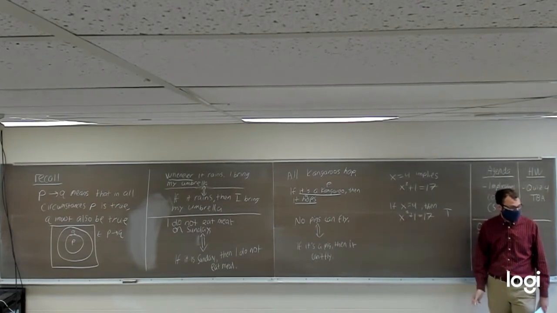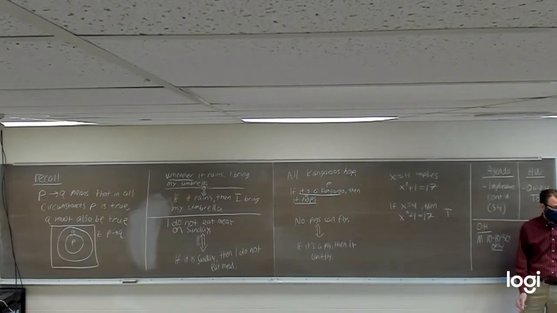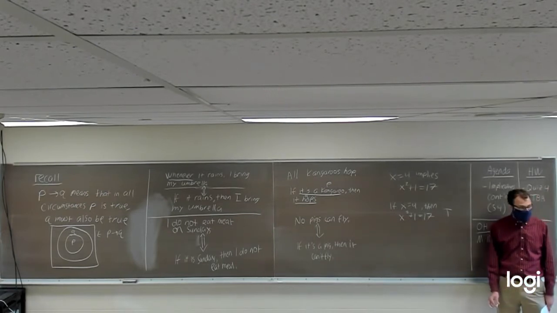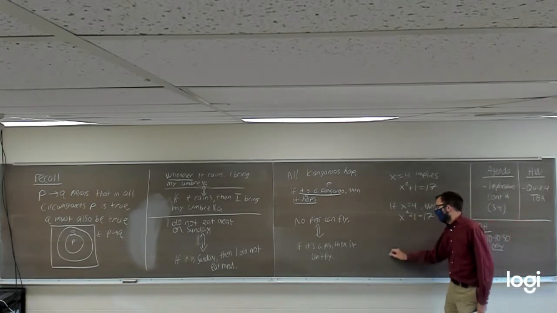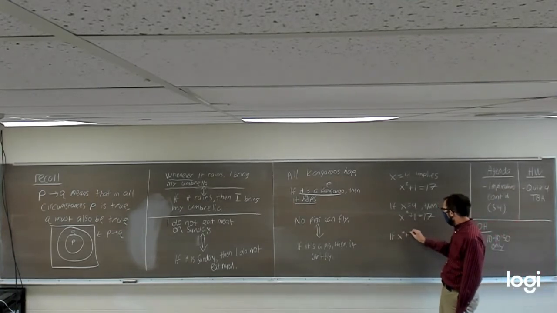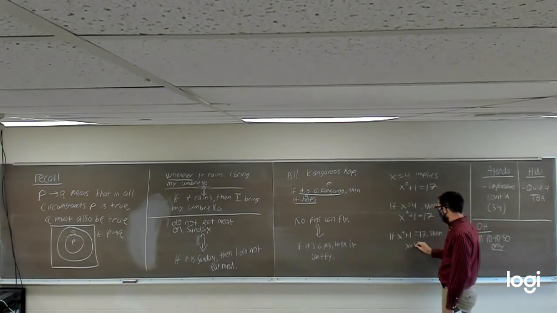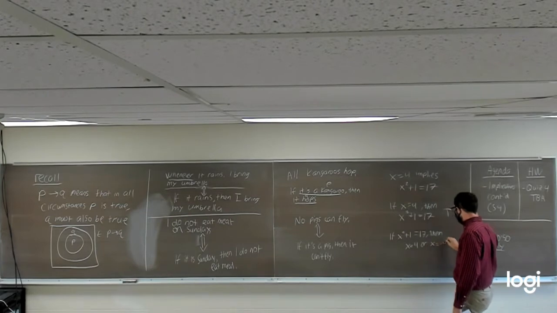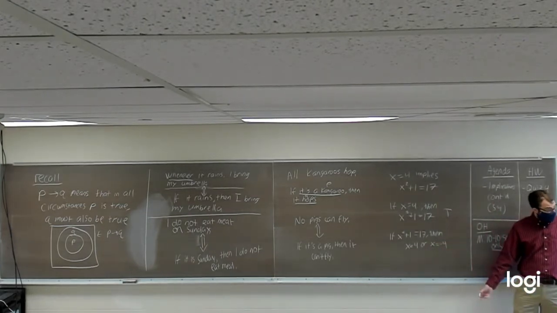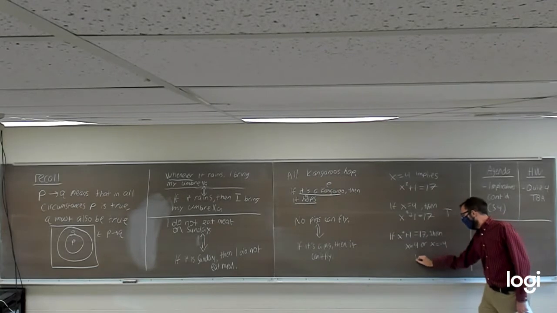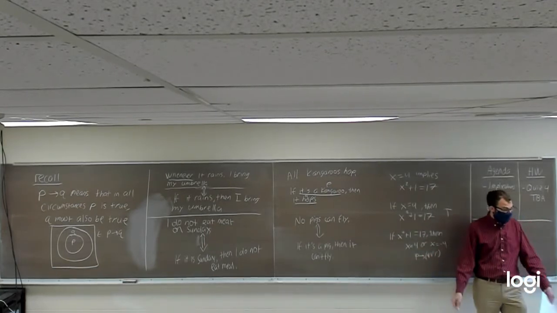Is there a way to account for 2 possibilities in an if-then statement? Could you say if x squared plus 1 equals 17, then x equals 4 or x equals negative 4? That would be a way you could do it. Let's write that one down. If x squared plus 1 equals 17, then x equals 4 or x equals negative 4. Sure. That would be a statement of the form if p, then q or r. That would be the format of that.